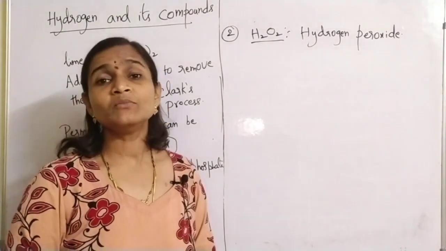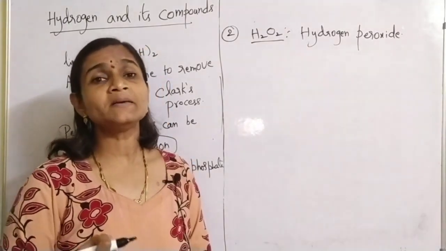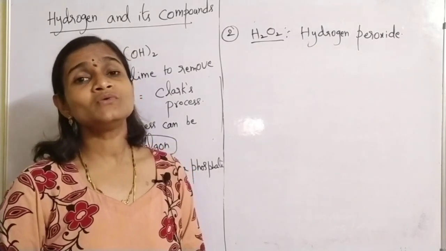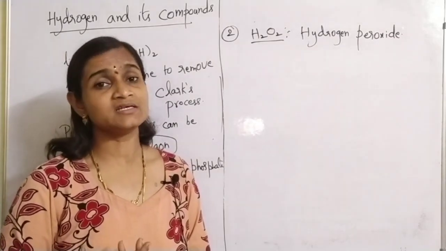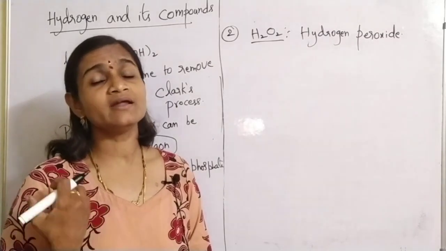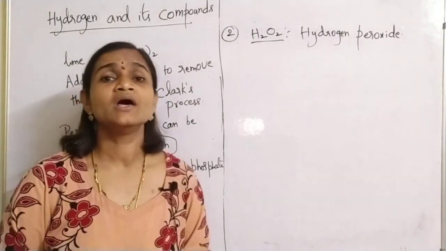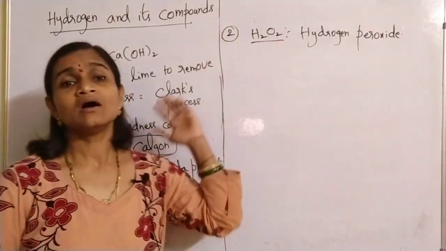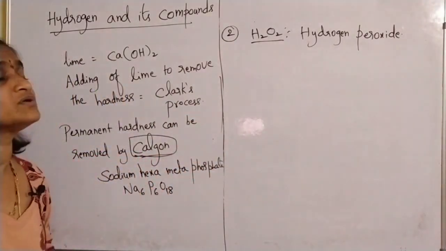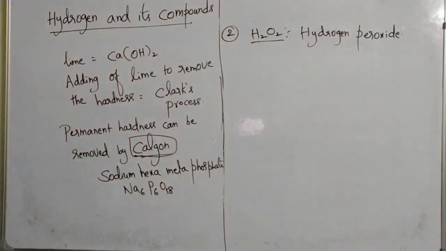And one more important thing is it can be used as a disinfectant to remove suspended particulate matter, suspended pollutants or effluents, whichever are there in the atmosphere. To remove them you can use hydrogen peroxide. So hydrogen peroxide is one of the very important compounds of hydrogen.